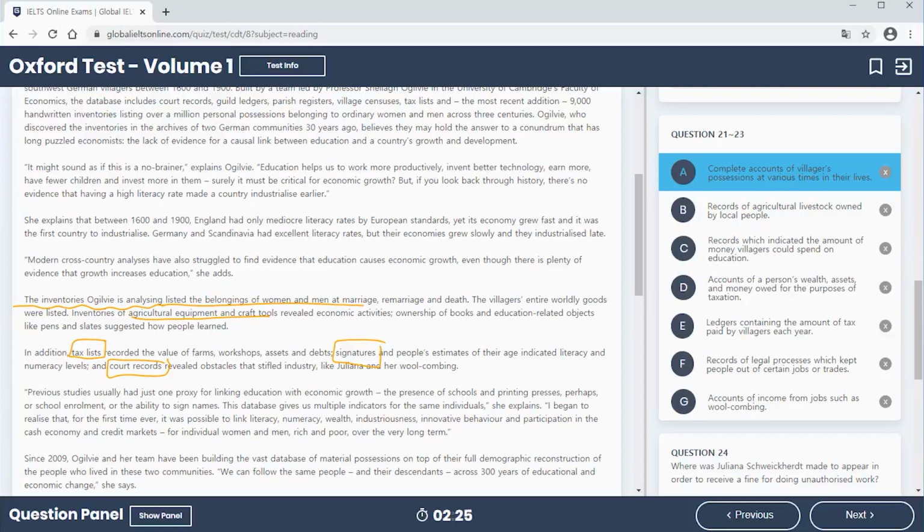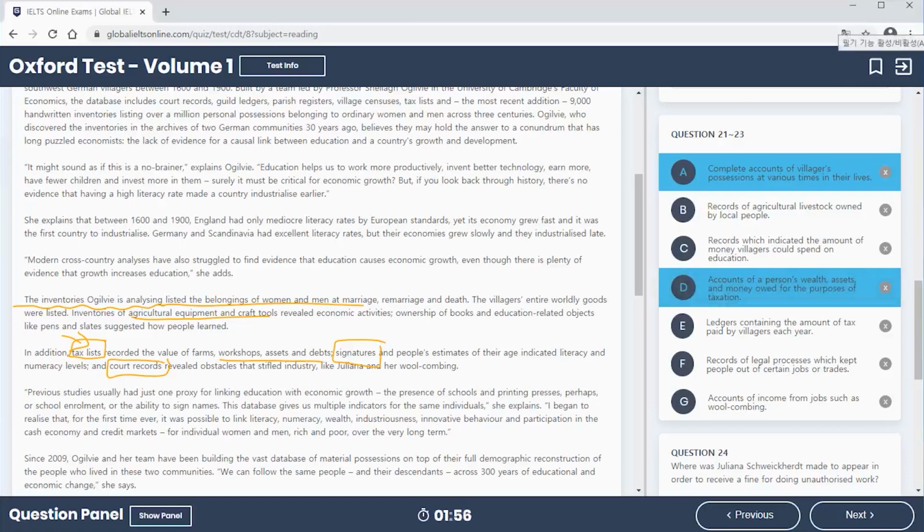C, records which indicated the amount of money villagers could spend on education. It doesn't mention anything about education. It says education-related objects, but it doesn't say how much money they had to spend on it, so we know it's not going to be C. D, accounts of a person's wealth, assets, and money owed for the purposes of taxation. So we said we saw tax lists, which recorded the value of farms, workshops, assets, and debts. So tax list, it's probably going to be D is going to be one of our options.